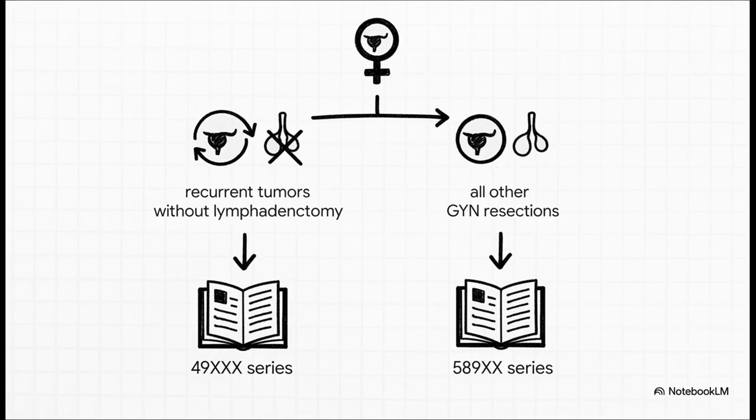You only use our codes, the 49186 to 49190 series, for a recurrent GYN malignancy, and only if no lymph nodes are removed. For pretty much all other GYN tumor resections, you're going to be looking in a completely different section, the 589XX code series. It's just one of those very specific rules you have to memorize.